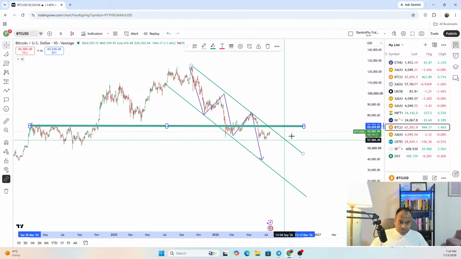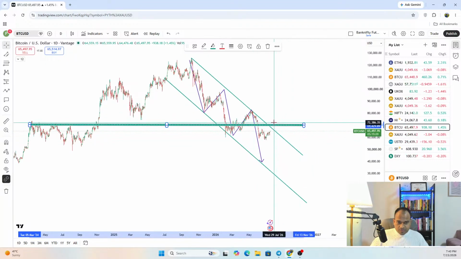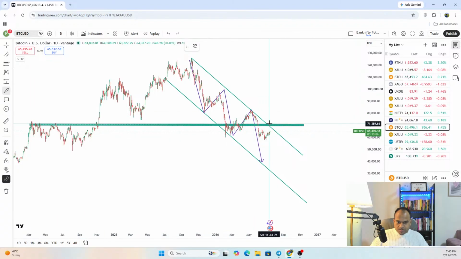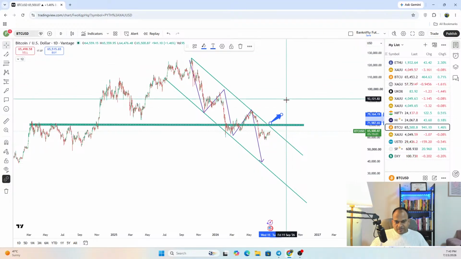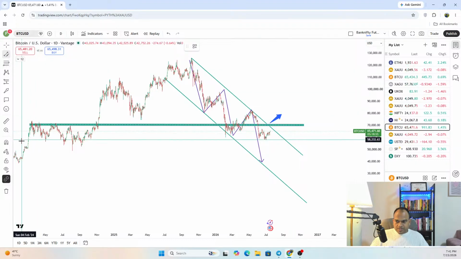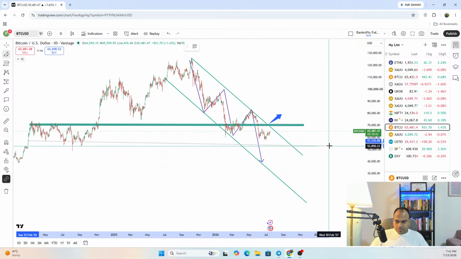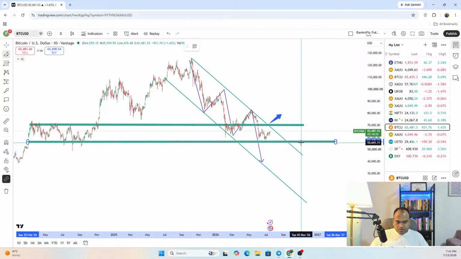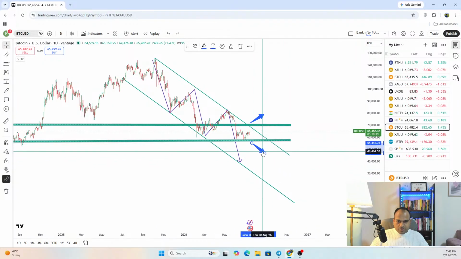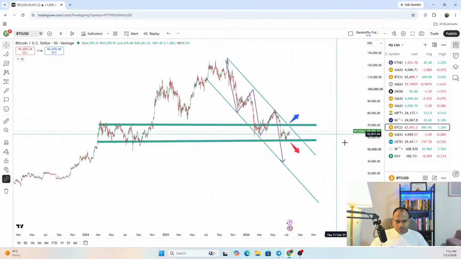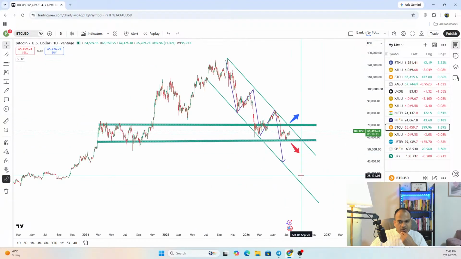If this zone is penetrated and the market gets a breakout on this side, then again you can go for a long trade targeting 120-125k. But until this level is broken, you need to be really cautious. The same thing happens on the lower side as well. If you see, that's the support zone. Until you have a breakout below this support zone, you can't really take a positional trade on the sell side of Bitcoin, right?